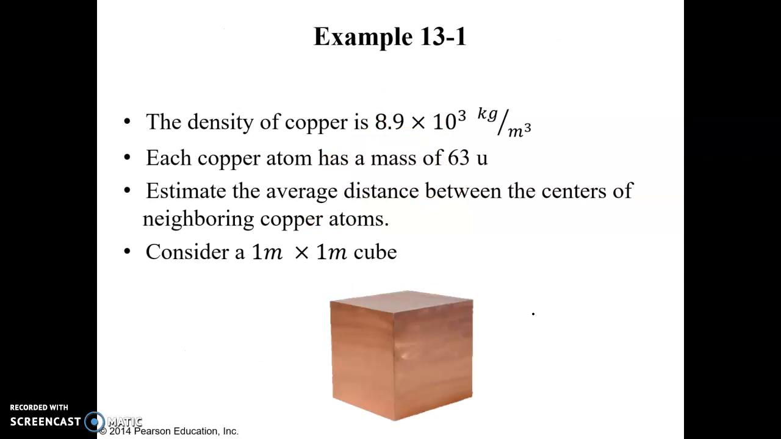So if we had a perfect cube made of pure copper, and it was exactly 1 meter by 1 meter by 1 meter, so all sides of this cube are 1 meter, how many copper atoms would be in that? We know the density of copper is 8.9 times 10 to the third kilograms per meter cubed, and a copper atom has a mass of 63 atomic units.